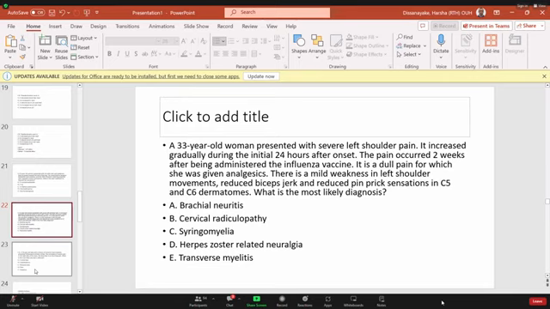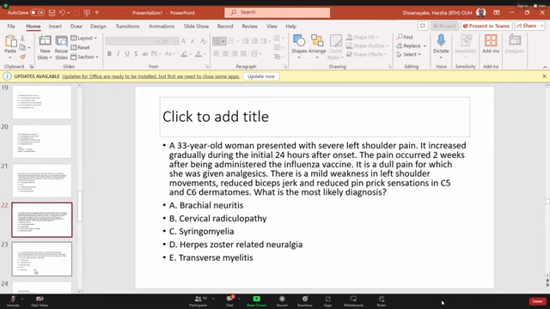Cervical radiculopathy, transverse myelitis. It's fairly easy, isn't it? This is the classic presentation of brachial neuritis. Unilateral, pain predominant, predominantly proximal, around C5, with some degree of weakness.